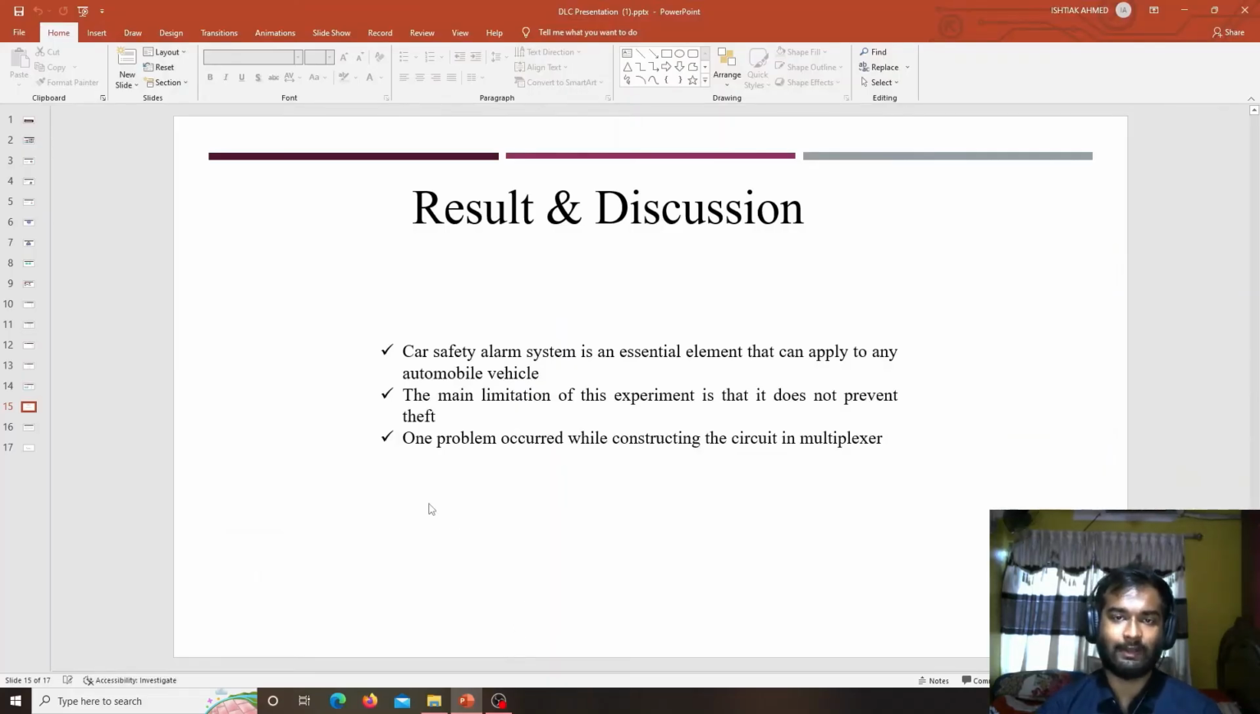Assalamualaikum, my name is Istiak Ahmed and I would like to discuss the result of our car alarm system. But before we begin, I would like to thank Anas Khan for explaining the circuit and multiplexer for our car alarm system. The car alarm system is one of the primary security measures for cars and it is used in almost every automobile.